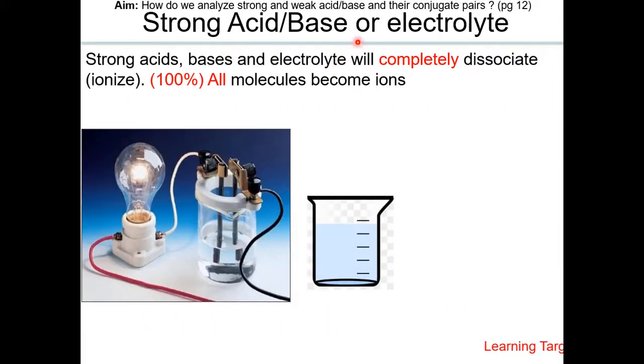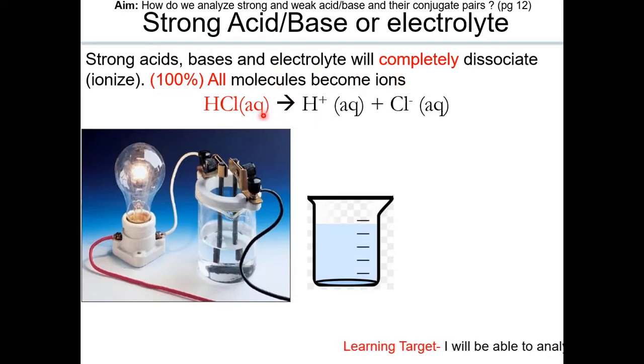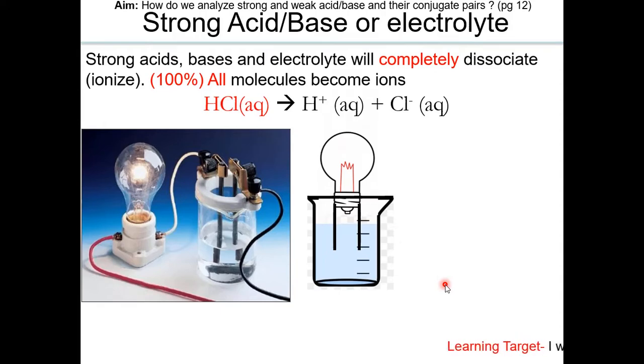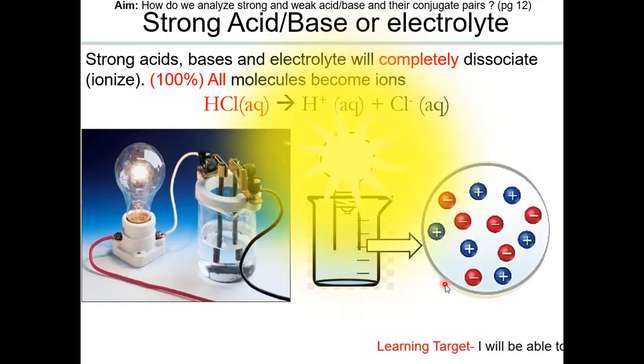For strong acids and bases or electrolytes, they would dissociate completely, 100%, or the molecules will become ions. So here's an example. We have HCl aqueous. This is a strong acid. It would dissociate completely. So you only have hydrogen ions and chloride ions. Therefore, strong acids and bases conduct electricity very well. As you can see, the light bulb got very bright. This is because the molecules of the acids and bases in electrolyte dissociate completely.